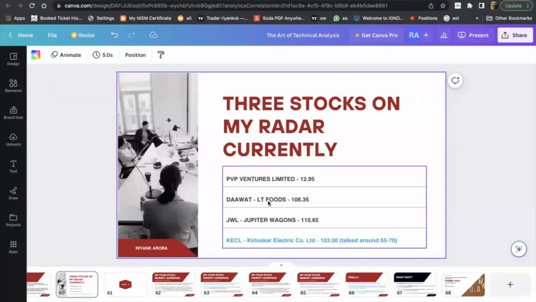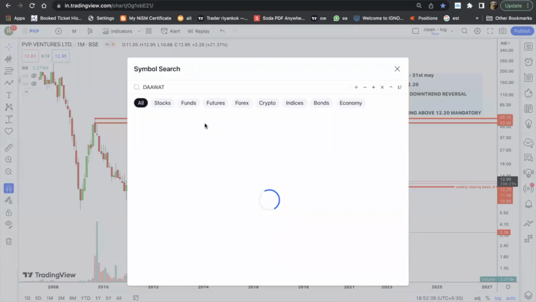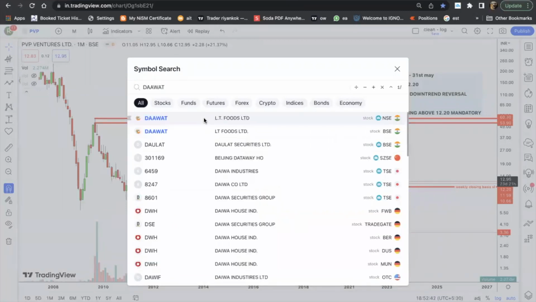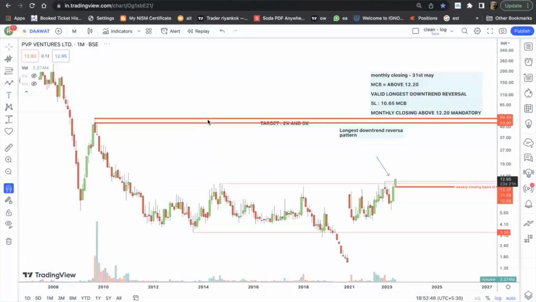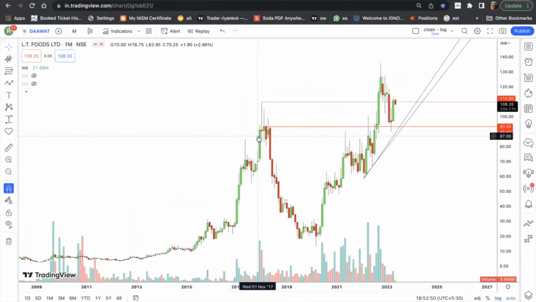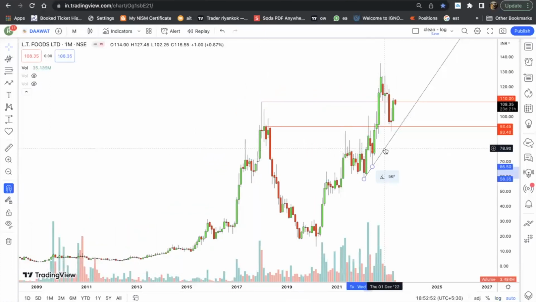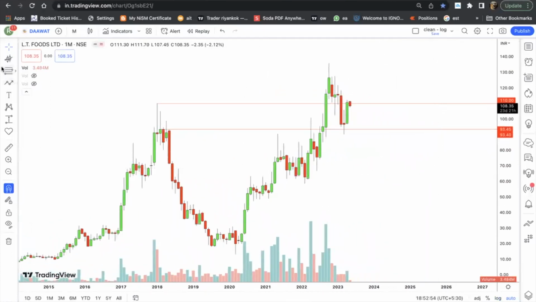The other one on my radar is Daawat, which is L&T Foods. So all these shares are on my radar just for a long-term perspective. I don't really make investments for short-term or trading or something like that. So these are just some charts that are on my radar for a long-term vision. So Daawat is another script on my radar, which has given me an all-time high breakout right here on this particular candle.